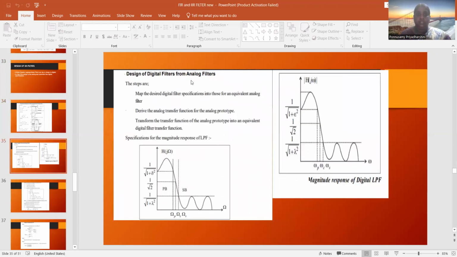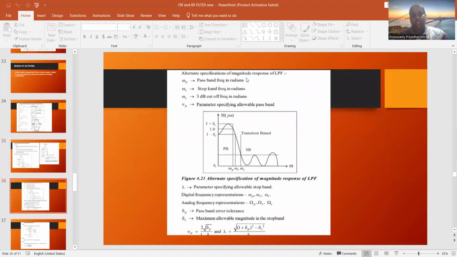And design of the digital filters from the analog filter. So we have to design the digital filter. Map the desired digital filter specification into those for an equivalent analog filter. So derive the analog transfer function first, an analog prototype, and then it has to be converted into the digital format. The specification and the magnitude response of the low pass filter have been given. So here it is H of j omega, the pass band and its stop band, and here it has been for the digital low pass filter.